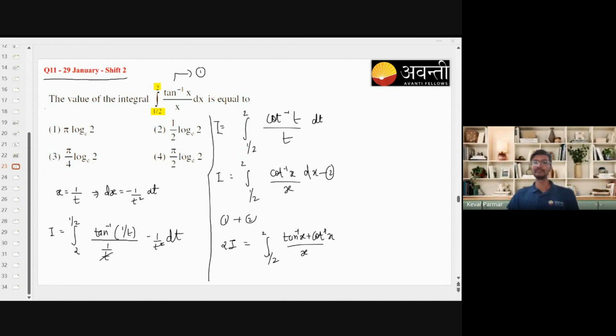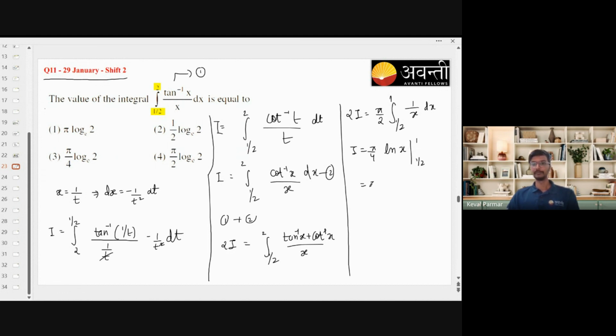And what is tan inverse x plus cot inverse x, guys? It is pi by 2. So I get 2I is equal to pi by 2. We can take the integration of 1 by x outside, from 1 by 2 to 1. What is the integration of 1 by x, guys? The integration of 1 by x is ln x from 1 by 2 to 1.